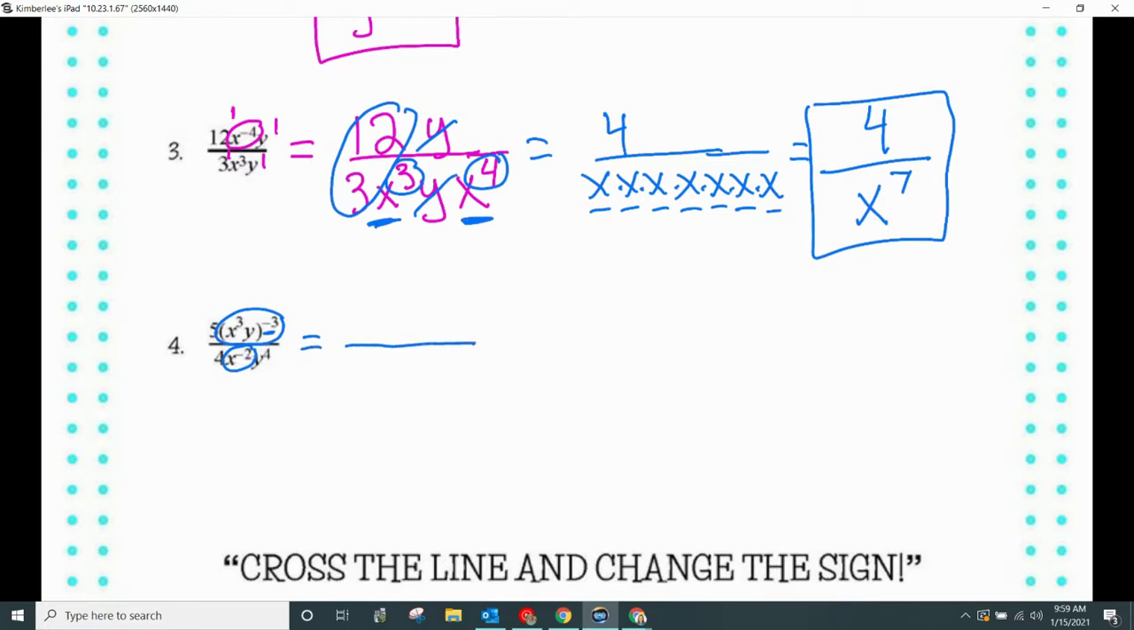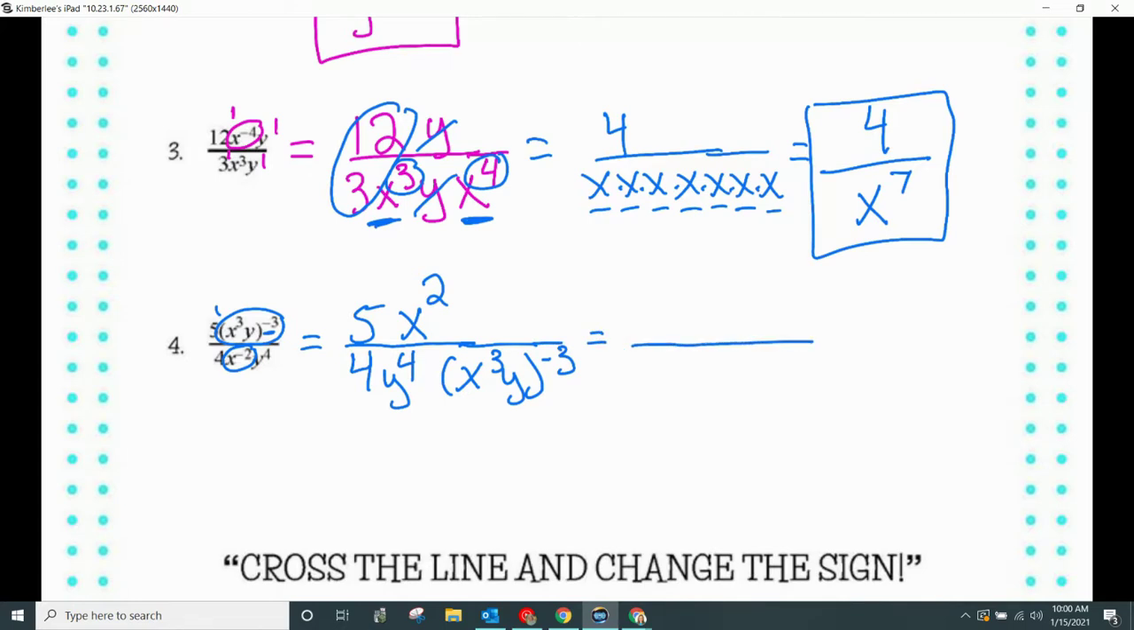I'm going to leave everything else where it is. The 5 is going to stay. It does not have a negative power. It right now has a power of 1 over here. My 4 on the bottom is not negative, and the y to the 4th does not have a negative power. Okay, so that x squared on the bottom has to move up to the top, so it's going to cross the line and it's going to change its sign. And then this other piece that was on the top with parentheses, I got to bring those parentheses down, x cubed y to the negative 3. So now we have some rules here, some shortcuts that we could use to help us with this. And then we'll simplify everything.